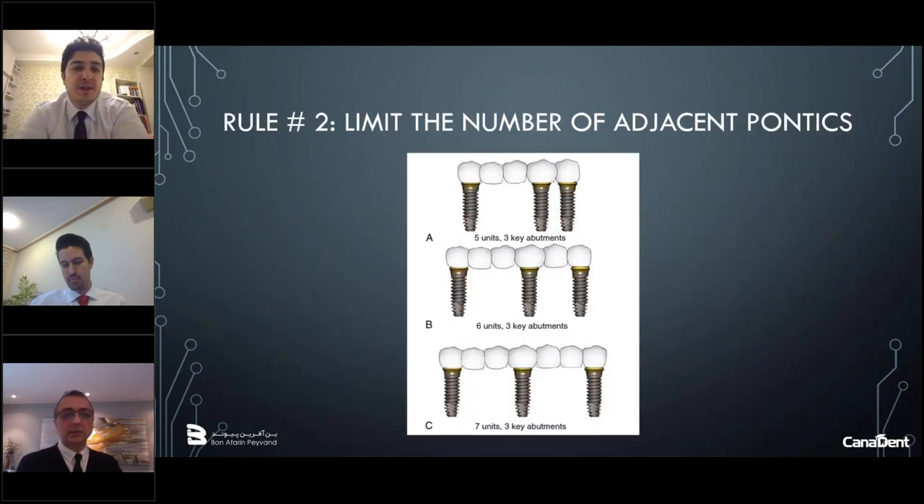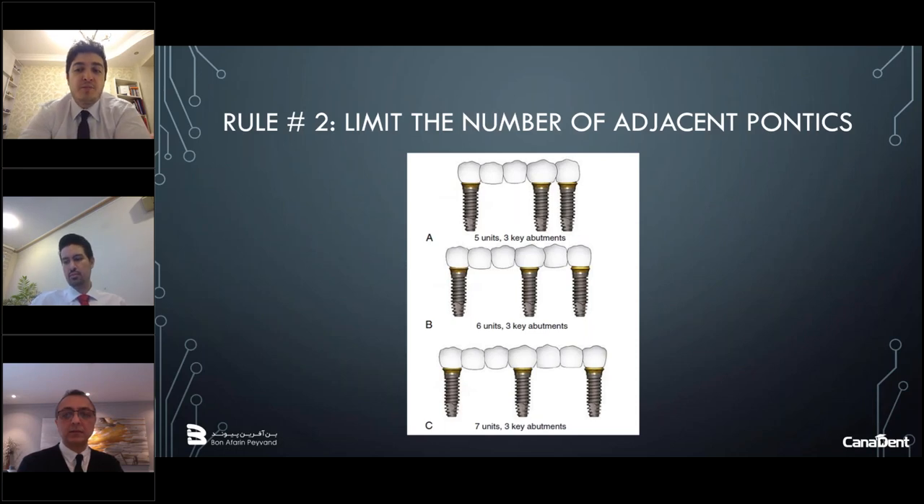Rule number two is to limit the number of adjacent pontics. In most prosthesis designs, greater than three adjacent pontics are contraindicated on implants. The span of the pontics in the ideal treatment plan should be limited in size by reducing the occlusal table and cusp height.